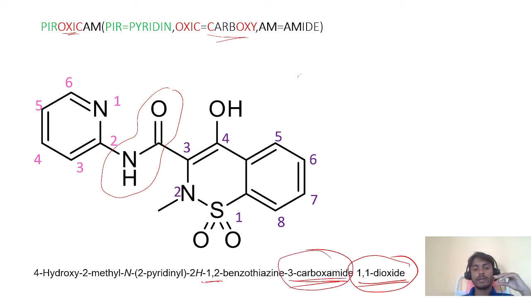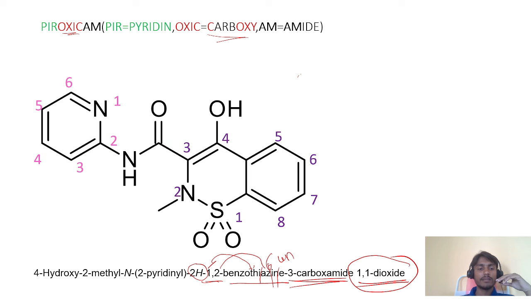Okay, 1,2-benzothiazine. At the one position it is containing sulfur. The second position is containing nitrogen. The "in" is nothing but six-membered, and the "e" is nothing but it is unsaturated. So it is unsaturated, so 1,2-benzothiazine. So 2H is there.